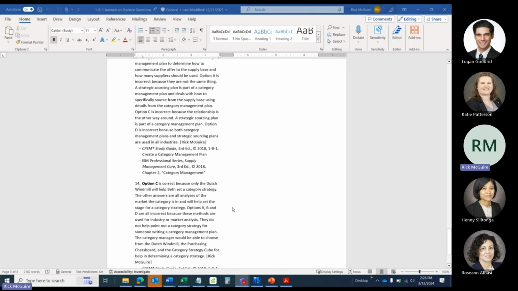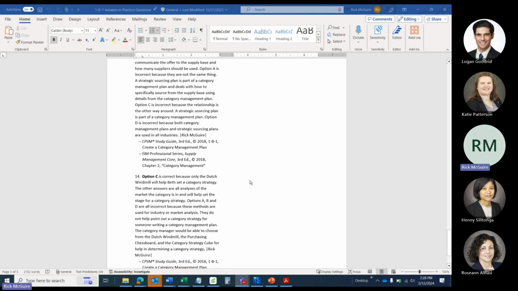That's your strategic sourcing plan. And 14 is Charlie. The Dutch windmill will help Beth set a category strategy. The other answers are all analyses of the market. The Dutch windmill is really about what the supplier relationship should look like.